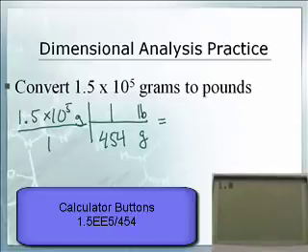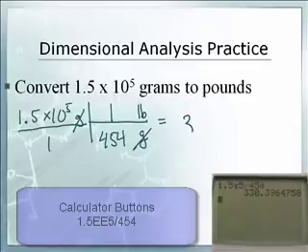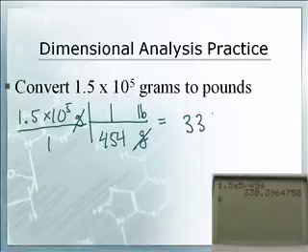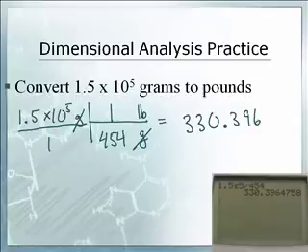Now the 454 is on the bottom, so you're going to need to divide. The grams cancel. Let's put this in the calculator. 1.5 EE 5 divided by 454 gives us 330.3964758, and that would be pounds. So that's correct, right?